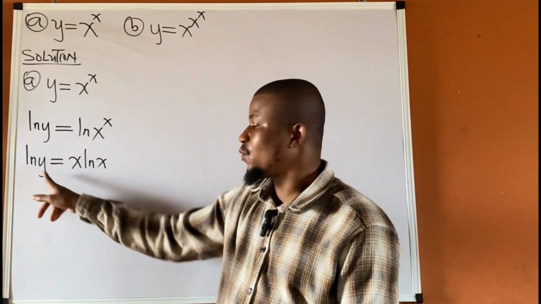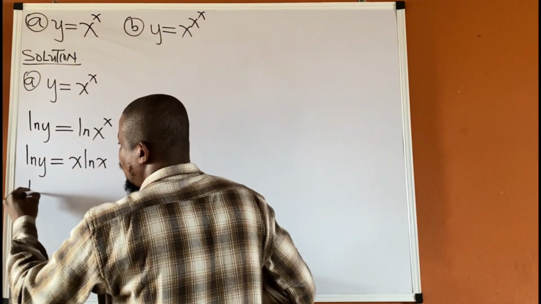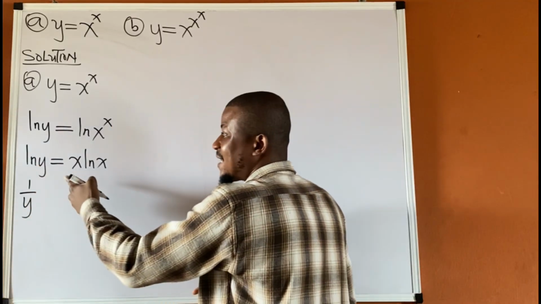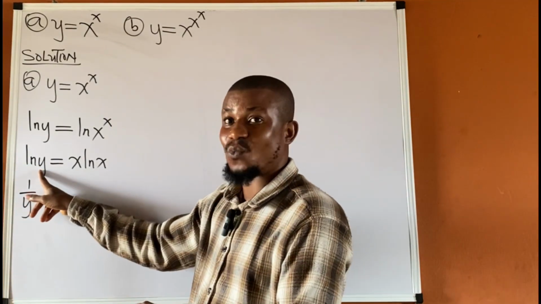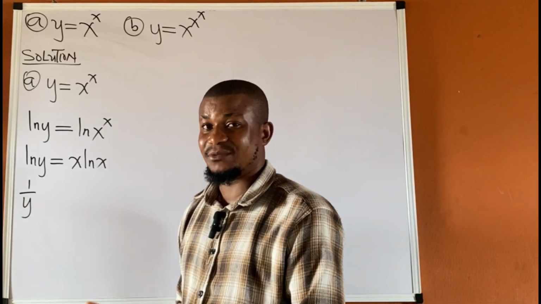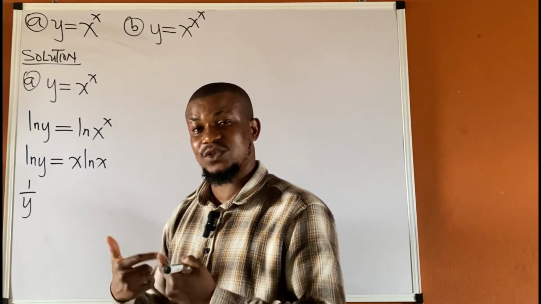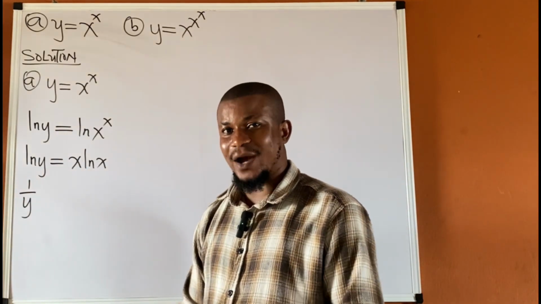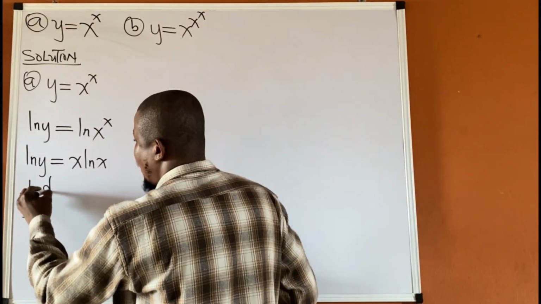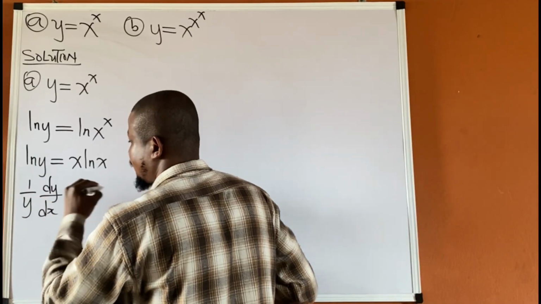Okay, now at this point, we can now differentiate both sides. If we differentiate ln y, we have 1 over y. But because this is an implicit function, implicit differentiation, because we are differentiating y, we return dy dx. Remember, whenever you're differentiating y, which is the dependent variable, you return dy dx. So we return dy dx.